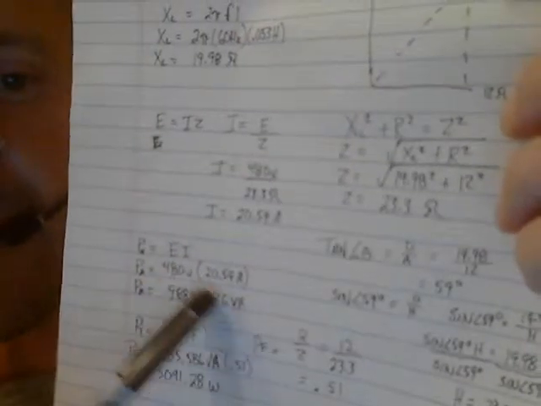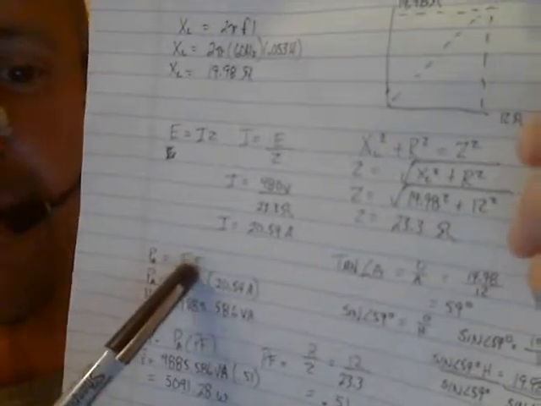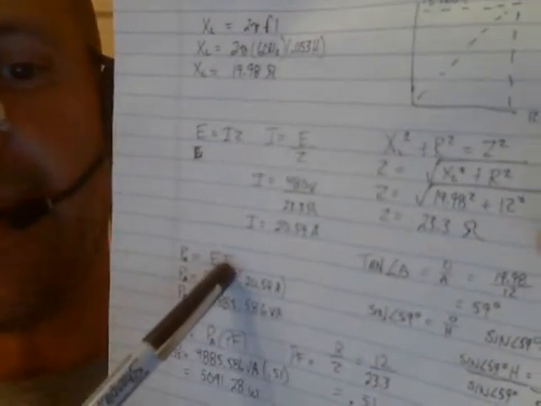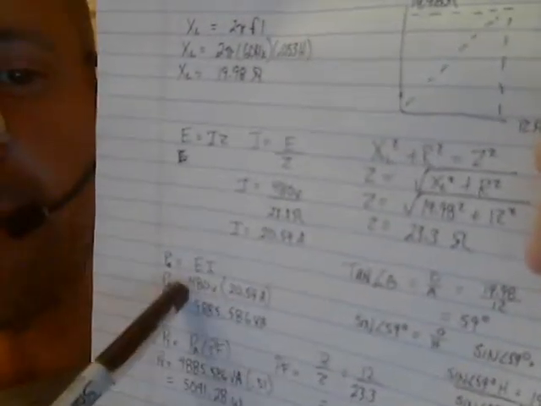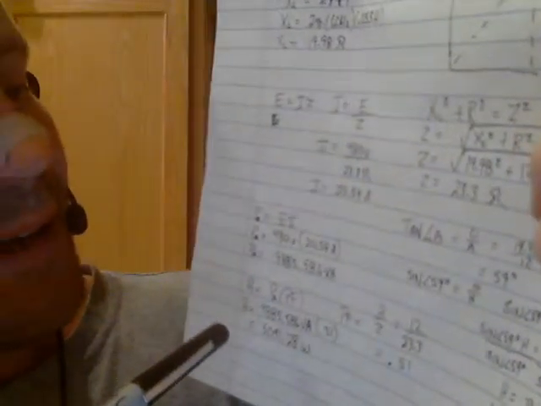So to get my apparent power, the first thing I need to do is just plug in my formula, which is P equals E times I, where E stands for the total voltage in the circuit and I stands for the total current. So we know that the circuit operated at 480 volts. We found the current to be 20.59 amps, and we come up with an apparent power of 9,885.586 volt amps. But remember, as part of this power is stored, it's not actually used.